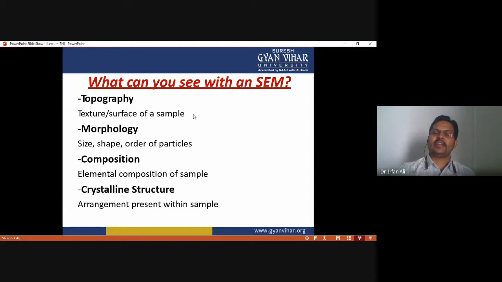What types of features can we analyze using scanning electron microscopy? We can analyze the texture and surface of the sample, that means the topography. We can analyze the size, shape, and order of particles, that means the morphology of the sample. We can also analyze the elemental composition of the sample, and the crystalline structure, that is the arrangement of atoms and molecules in the sample.